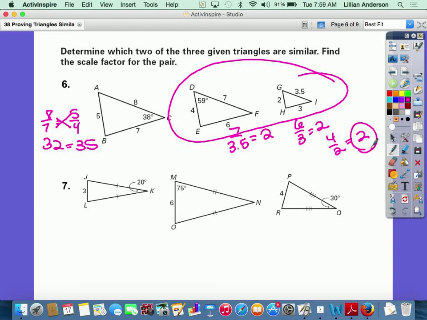Over here, let's compare. If this angle is 20 degrees, 180 minus 20 is 160. If I divide that by 2, I get each one of my angles, which would both be 80. Okay? Over here, since isosceles, I know this angle would have to be 75 for a total of 150, so this angle would have to be 30. Over here, 180 minus 30 gives me 150. Divided by 2, both of these angles would be 75.